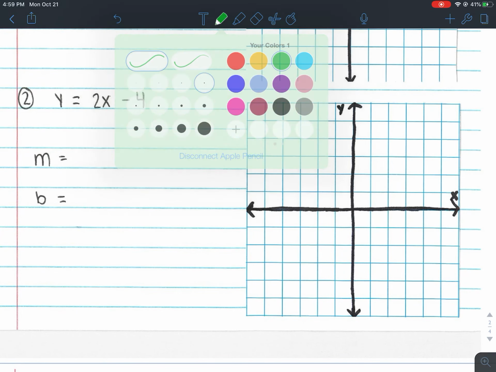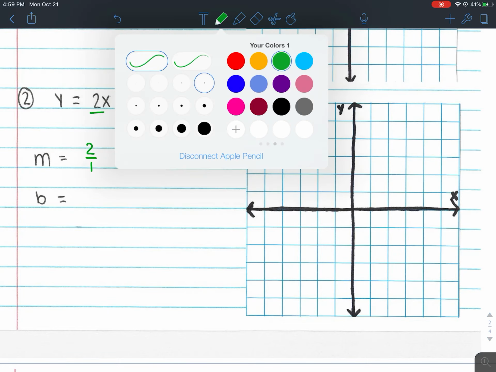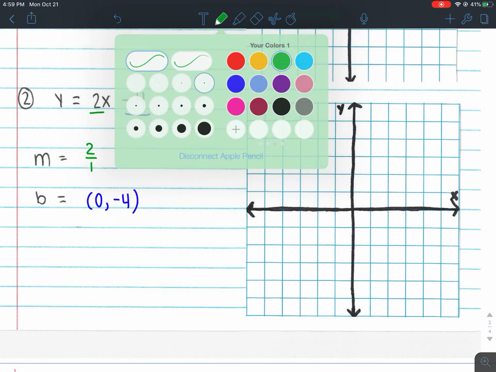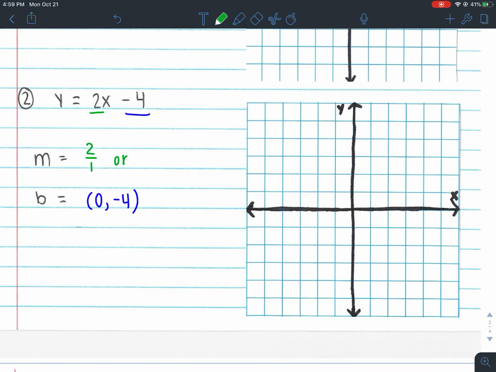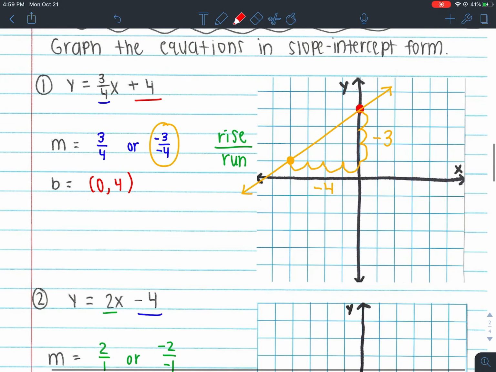All right, number 2. We always want to start by identifying our slope and y-intercept. Our slope here is positive 2, so we want to write that as a fraction, 2 over 1. We want to write it as a fraction so that we know definitively what our rise and run are. Our y-intercept is negative 4, so 0, negative 4. For the slope, I also want to write its equivalent form just in case I need to use it: negative 2 divided by negative 1. 2 over 1 is positive 2, and negative 2 divided by negative 1 is still positive 2. So make sure they're equivalent to each other.